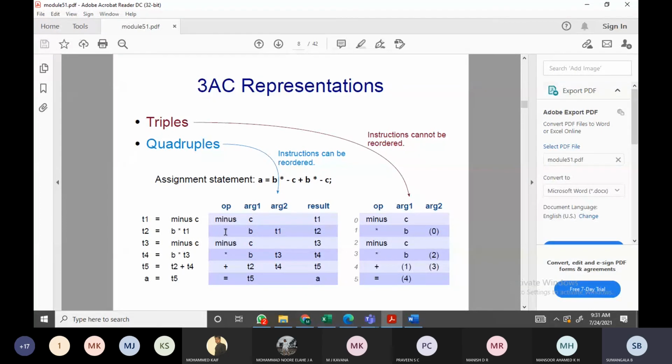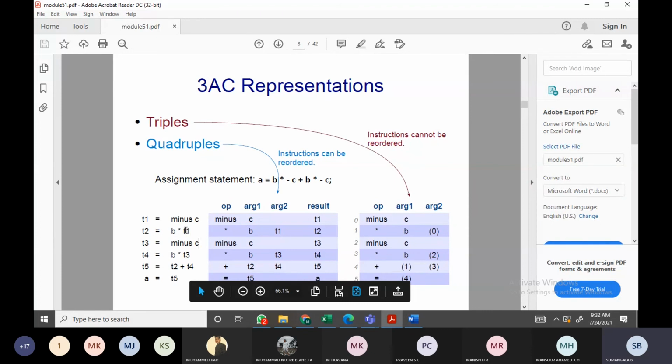So you write the star under the operator column. Next, how many operands do we have in this one, 2 or 1? In t2 is equals to b star t1, how many operands do we have? 2. One is b, another one is t1. So you write b under the argument 1 column, and t1, that is the second operand, you write under argument 2. Then where exactly is the result stored? It is stored in t2. So under the result column you write t2.